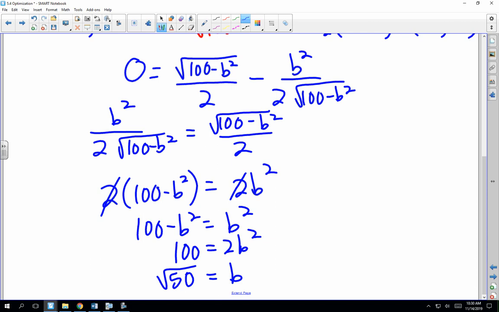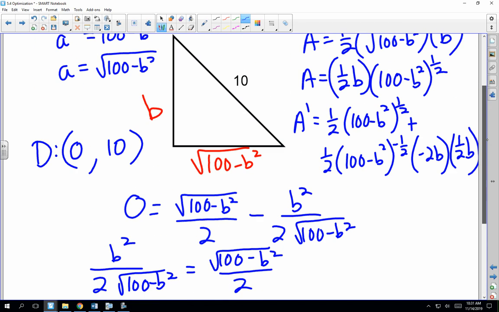Doesn't really matter. Square root of 50 is just fine. Although 5 root 2 connects to special right triangles from geometry. Are you surprised that it's 5 root 2? You won't be in just a minute. So the fact that b is 5 root 2 tells me what a is going to be. If you plug 5 root 2 or root 50 in for a, you get, try it. Plug it in and see what happens.